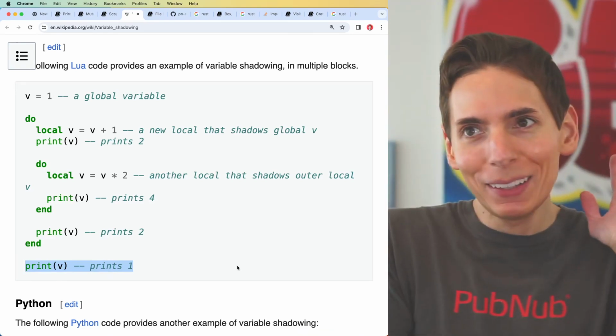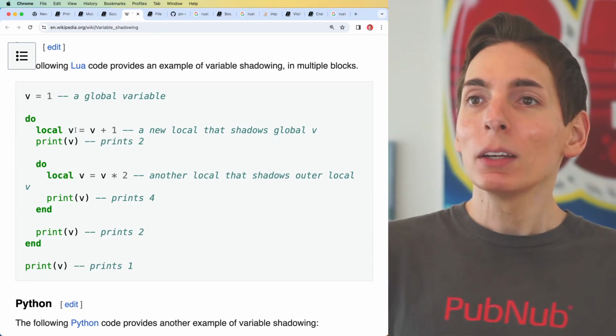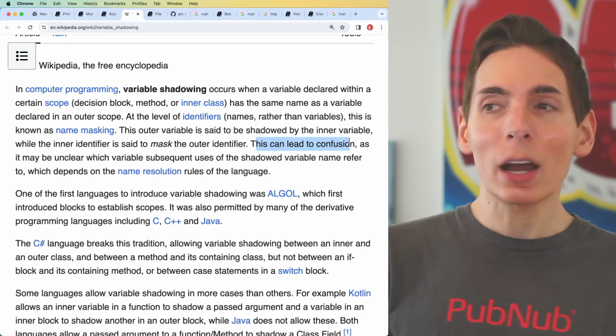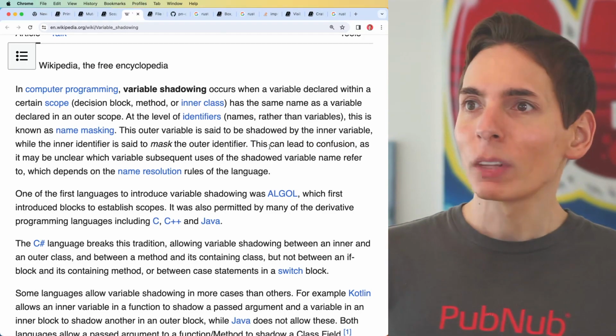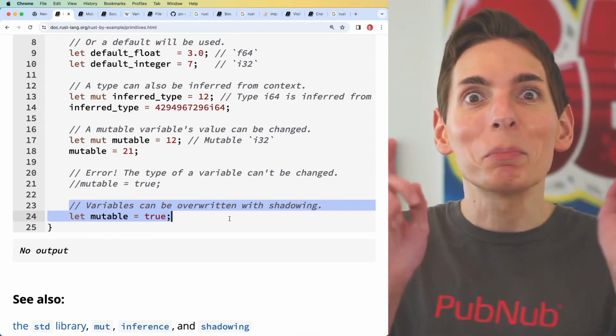I mean, it might be better just to give it a different variable name, specifically because that is a confusion opportunity. We want to be careful with that one. Rust lets you do it, though. Variable shadowing. Just watch out for it because it might happen to you.